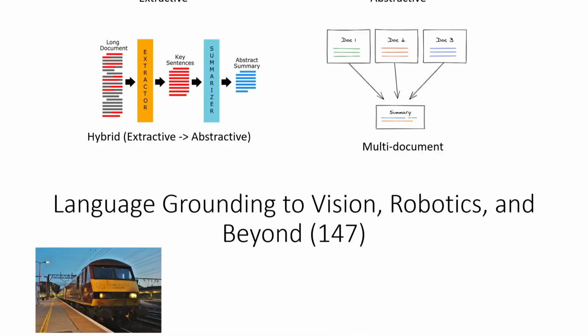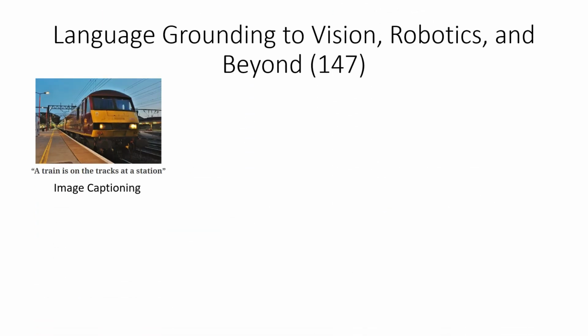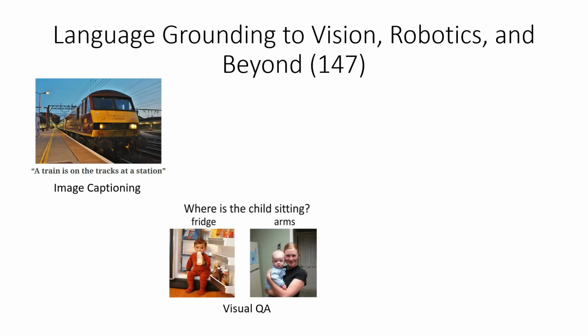The next topic is language grounding to vision and robotics with 147 submissions. Language doesn't just exist in a vacuum, it actually describes objects and events that happen in the real world. So language grounding tries to connect language with the world in some way. The most basic example of this is image captioning. Given an image, generate a natural language description of the image. Another example is visual question answering, where the model must answer questions related to an image.